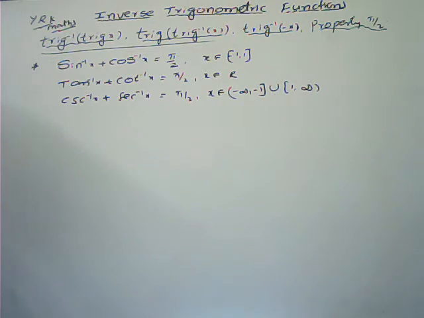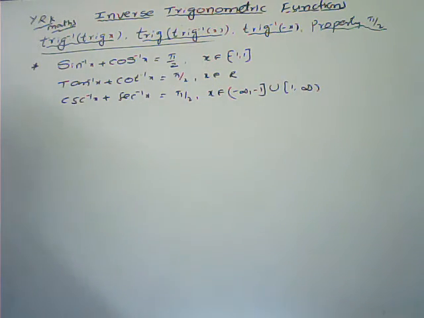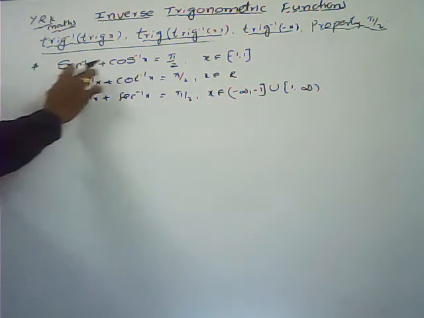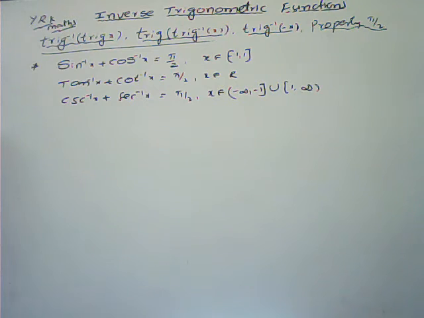Next, one more important property. Sin inverse x plus cos inverse x equals pi by 2. Tan inverse x plus cot inverse x equals pi by 2. Here, for every x belongs to R. For the previous one, for every x belongs to minus 1 to 1. Here the domain of these two functions is the same, and the domain of these two functions is also the same.